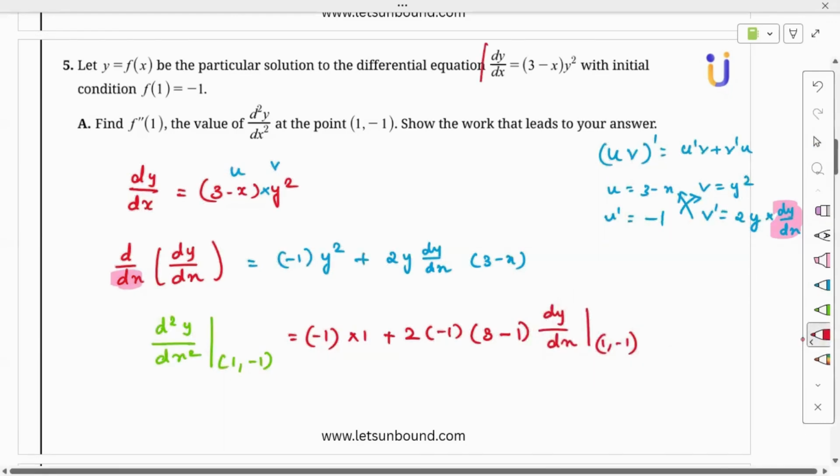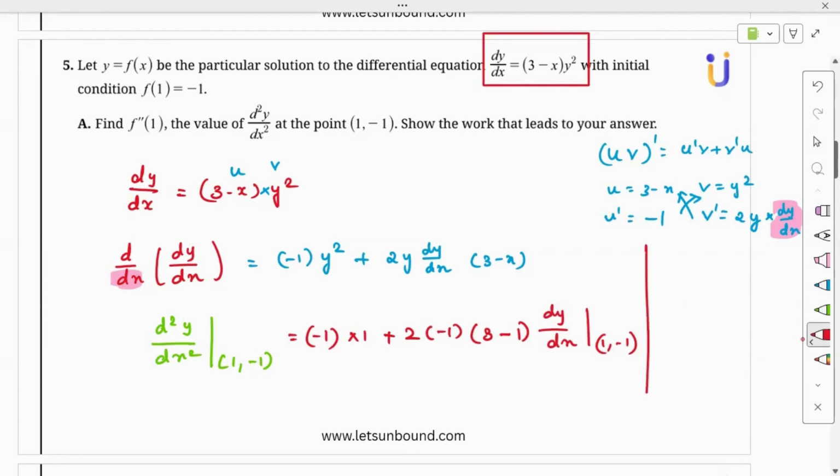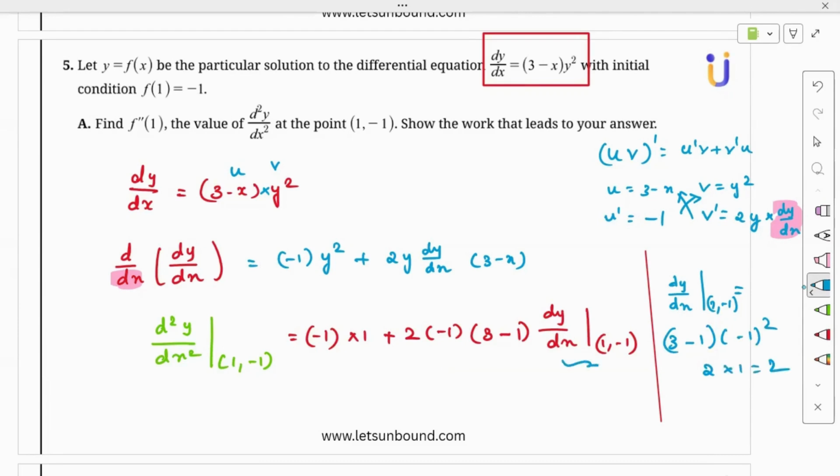Very simple. Dy by dx is given to us, so we can use it here. Dy by dx at (1, negative 1) is 3 minus 1 times y square, which is minus 1 square, which is 1. That's it. 2 times 1, which is 2. So for this, you can replace with 2. Now solving, this is minus 1. This one is 2 times negative 1 times 2 times, this is 2. Correct. So we will get 8 and minus 8, and finally, we got negative 9. Very simple thing. Basic implicit differentiation will be fine here.